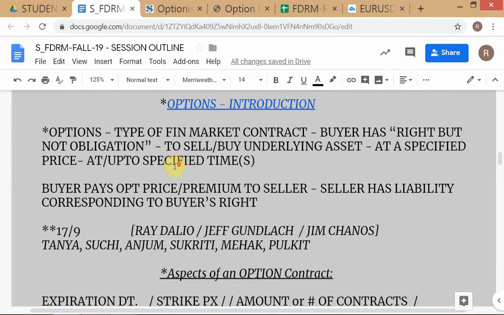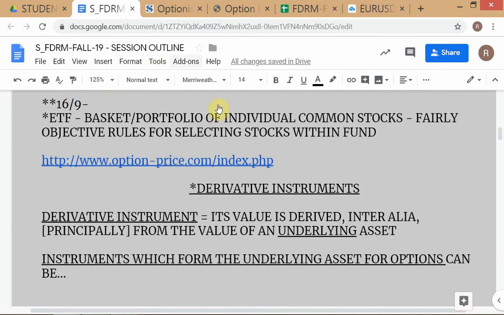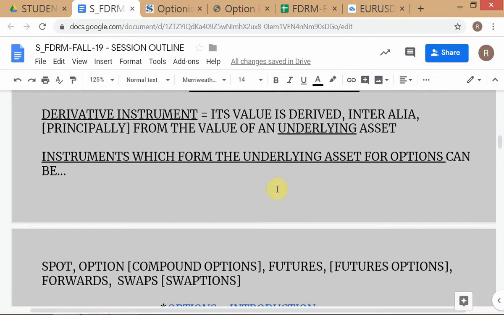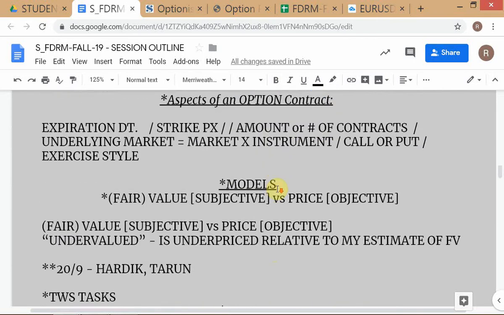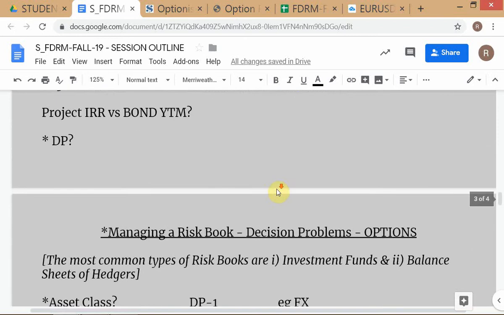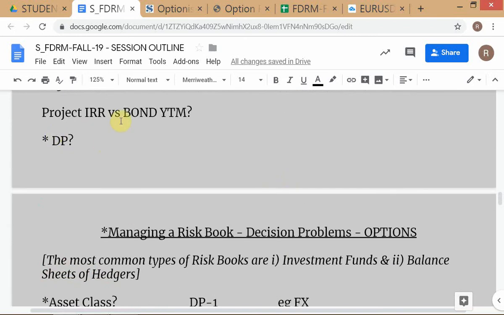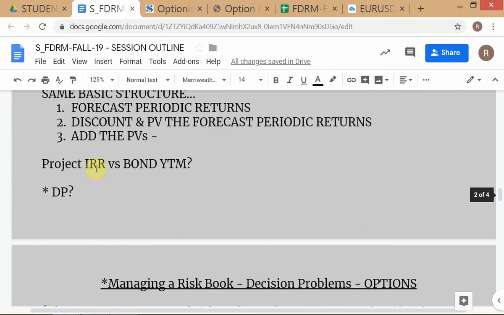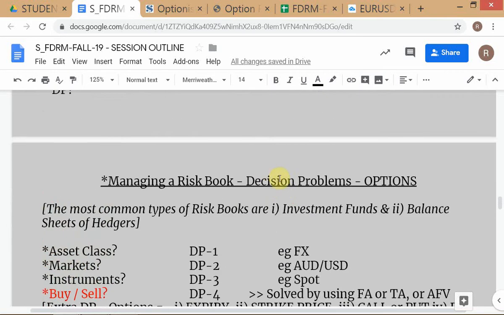So I've done a lot of rearrangement of your notes, so you'll find it very easy to follow now. This is in your outline notes, which is available to you. All the big topics are put in the center, every little issue that we are covering. There's a little bit of notes here, like the question that I gave you, project IRR versus bond YTM, that's all there. But otherwise, the topics are all here.